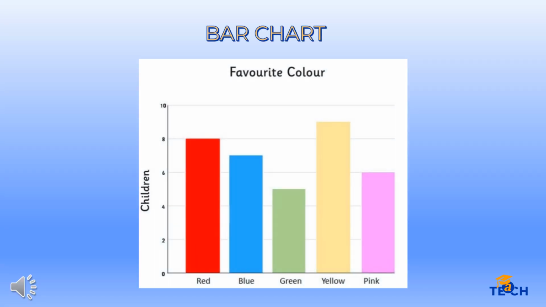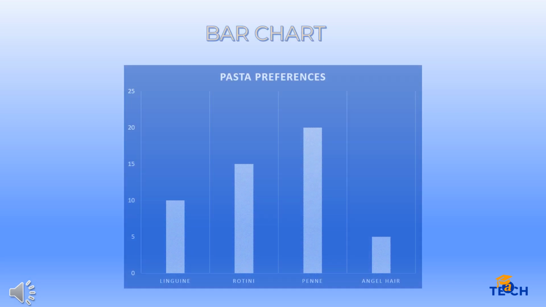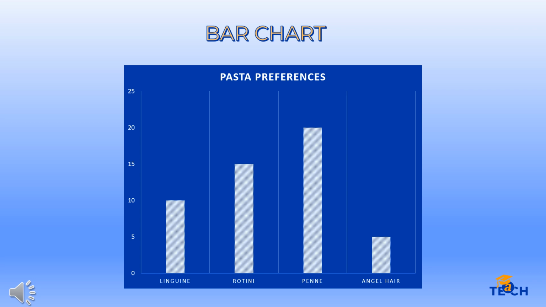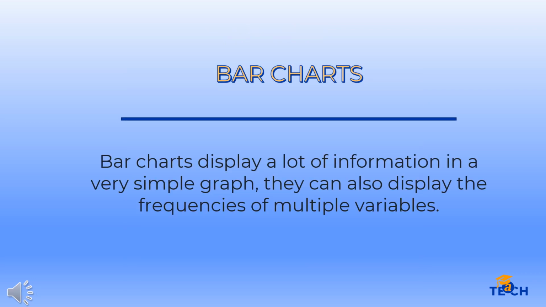A bar chart uses the frequencies that we saw in our frequency table to create bars that have a height equal to the frequency. That way, we can compare the height of the bars instead of looking at raw numbers. Here's a bar chart that represents the pasta data we saw in our original frequency table. You can see that penne is by far the most chosen pasta and how it compares to angel hair. Bar charts display a lot of information in a very simple graph.